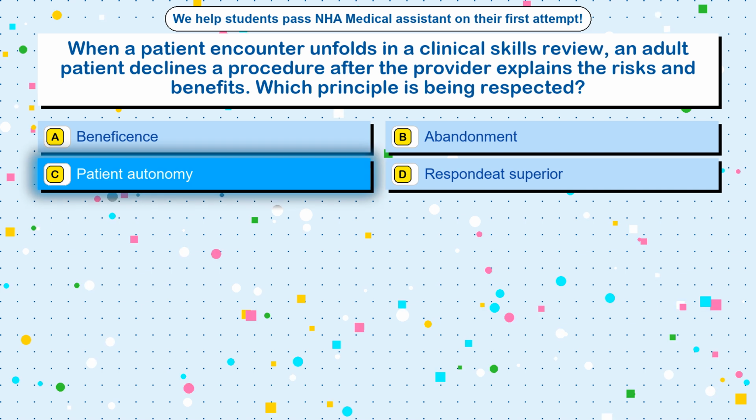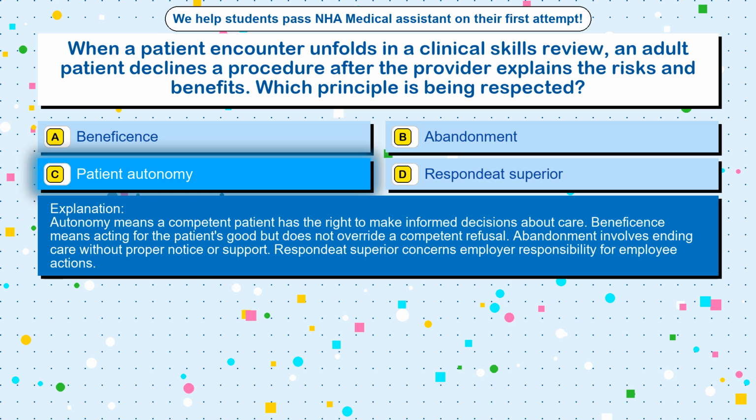Patient autonomy. Autonomy means a competent patient has the right to make informed decisions about care. Beneficence means acting for the patient's good but does not override a competent refusal. Abandonment involves ending care without proper notice or support. Respondeat superior concerns employer responsibility for employee actions.